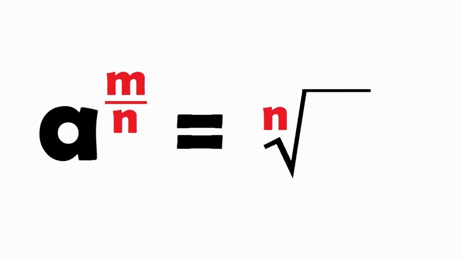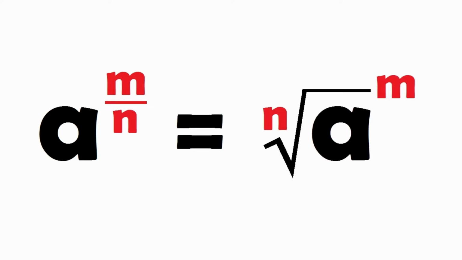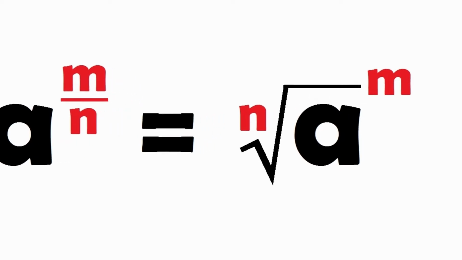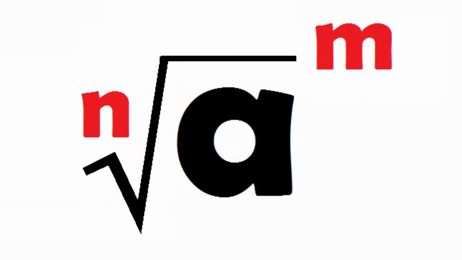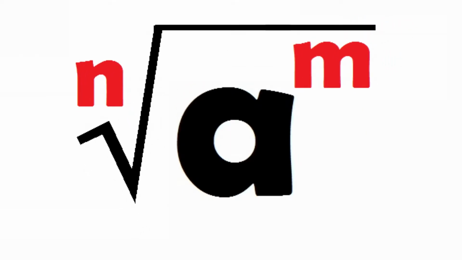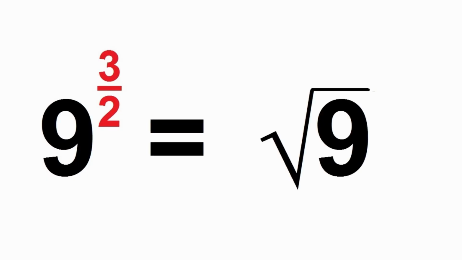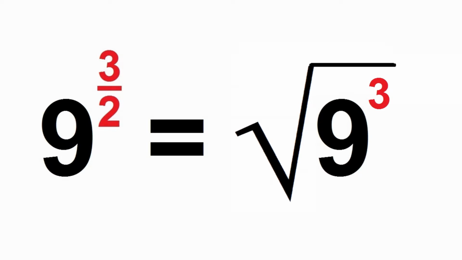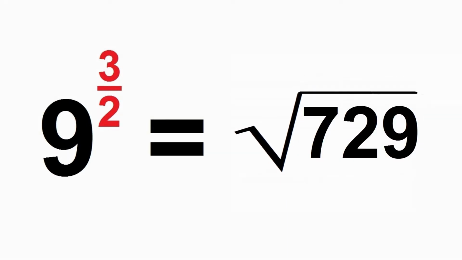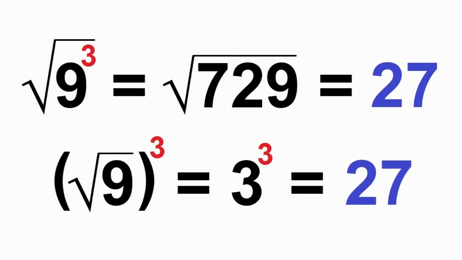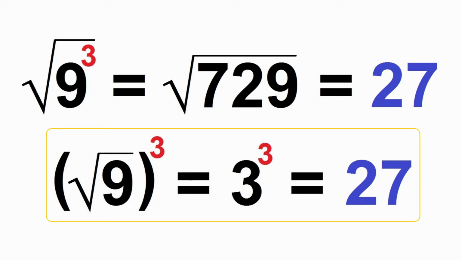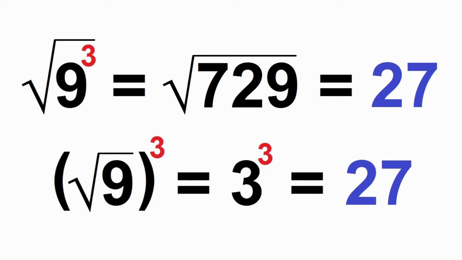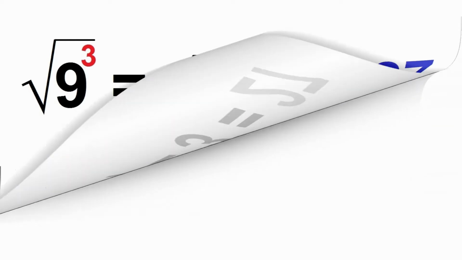So the rule is a to the power of m over n is equal to the nth root of a, raised to the nth power. One thing to note, it doesn't matter which order you write this in. You can calculate the root first or the power first. You'll get the same answer. I calculated the square root of 9 first before I cubed it, but we can work it out the other way around as well by calculating the square root of 9 cubed. 9 cubed is 729, and the square root of 729 is 27. It's the exact same answer. The only reason I chose to perform the root function first earlier is because it makes the numbers smaller and easier to deal with. Let's try another example.